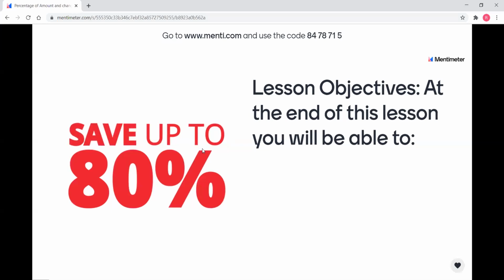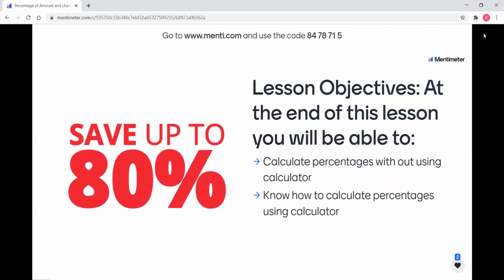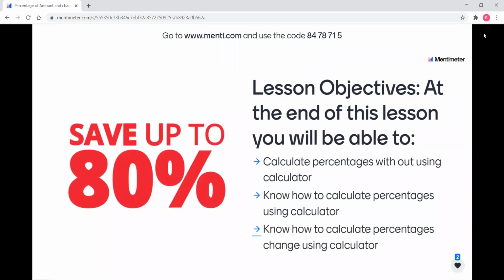So our lesson objective, at the end of this lesson, you'll be able to calculate percentages without using a calculator, non-calculator. And you'll be able to know how to calculate percentages using a calculator. I'm going to give you one example for that. And percentage change using a calculator. So I'm going to give you another example for that.